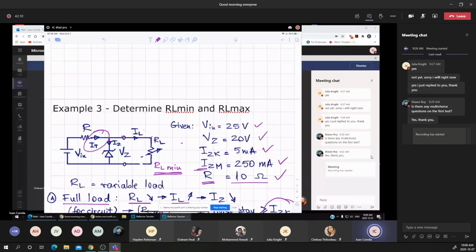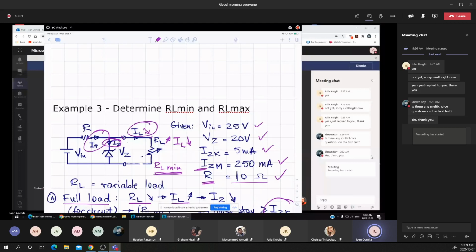circuit. If the IT is constant, I mentioned that if the RL is increasing, the IL is decreasing. What is going to happen with the IZ? You notice that the increase in resistance will cause a decrease in the IL. As the IL is decreasing, the IZ is increasing. This means that the IZ will change the impedance, which will take the excess of current that is required if the load resistance is increasing.